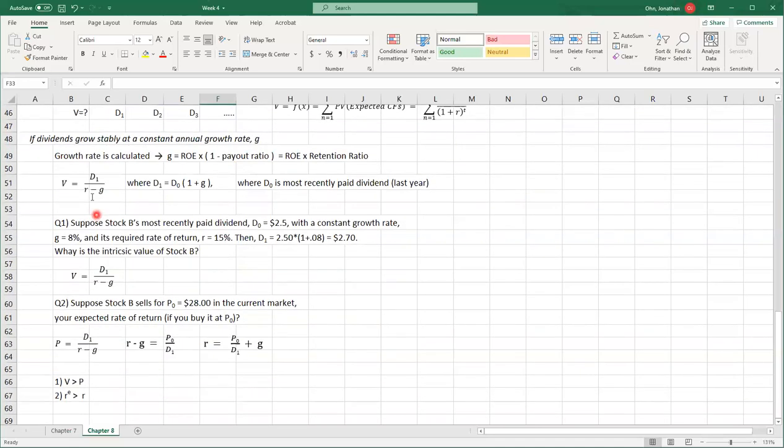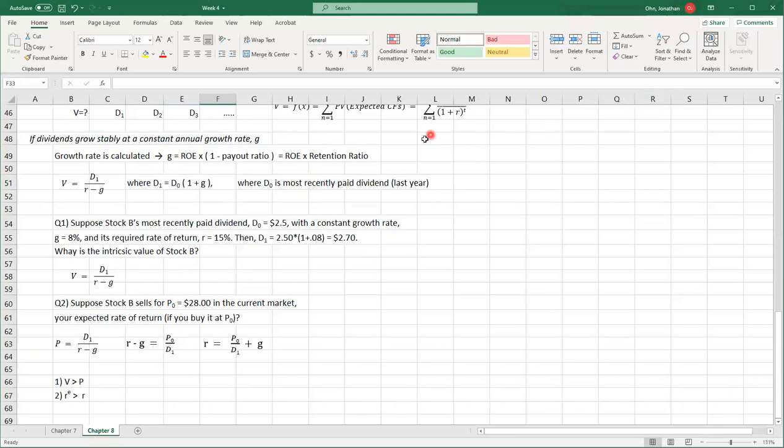All right. Dividend grows stably at a constant annual growth rate. This is not all the time. Okay, not all the time. Some companies' dividends change like this: increase, sometimes decrease, increase, decrease, or increase, increase, something like that. I mean, for small or medium companies, their dividends are less predictable. It changes, it varies.